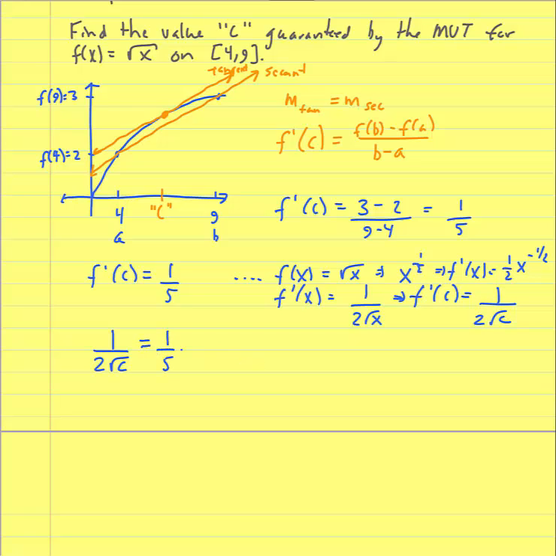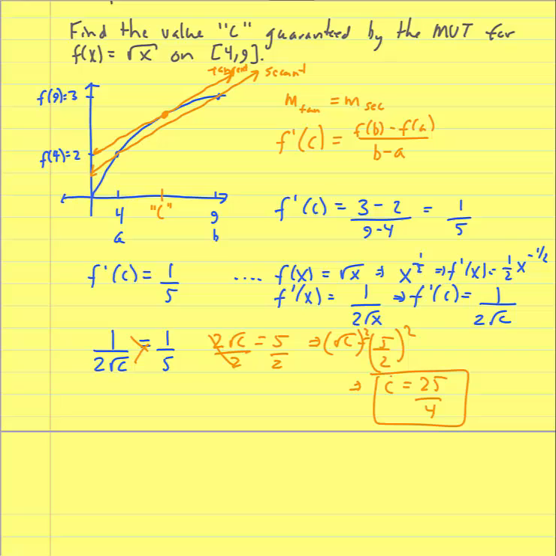So I need to solve this. Several different ways we could solve it. I think I'll start by cross multiplying. So I get 2 root c equal 5. Divide both sides through by 2. Root c equals 5/2. Square both sides, and I get c equals 25/4. So this is the value guaranteed by the mean value theorem of 25/4.